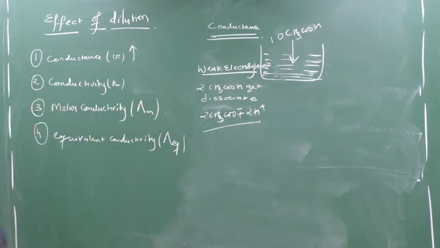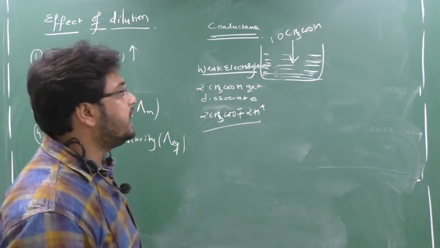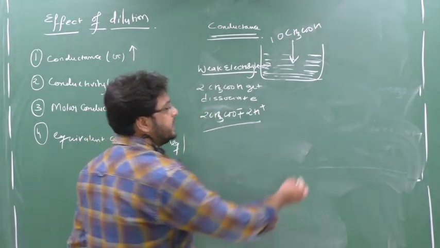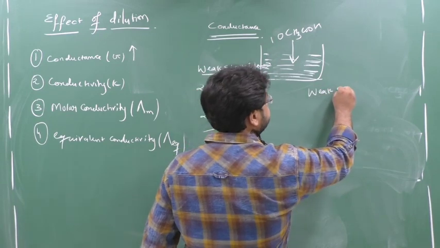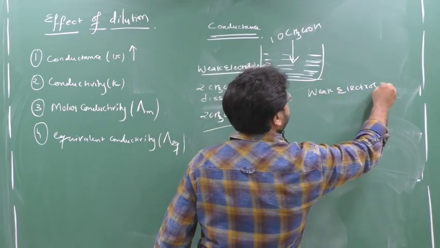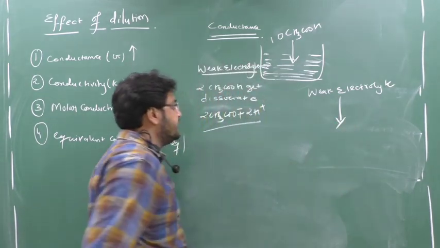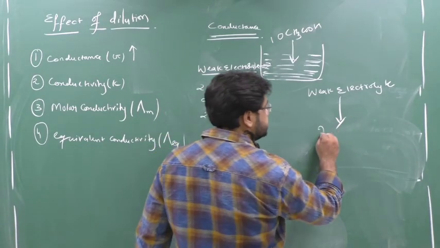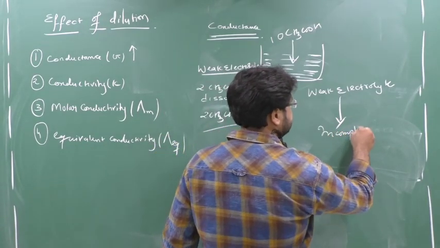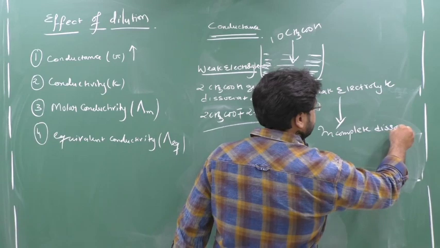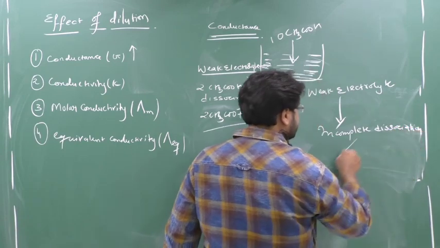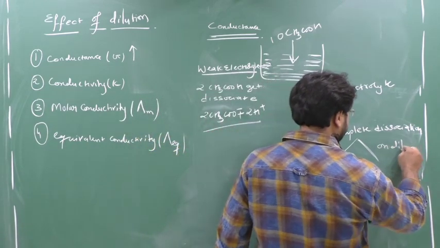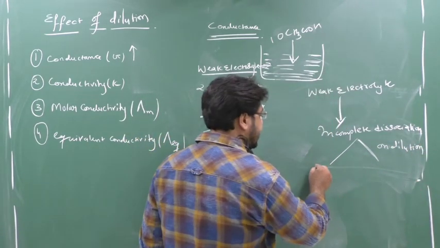Suppose, because as we know CH3COOH is a weak electrolyte, and a weak electrolyte does not completely dissociate. So what I have done, I have taken the weak electrolyte. Yes or no? Clear? Now when I have taken the weak electrolyte, in a weak electrolyte I will have incomplete dissociation. Yes or no? I will have what? Incomplete dissociation. So on dilution, what happened? On dilution I will get ions also.